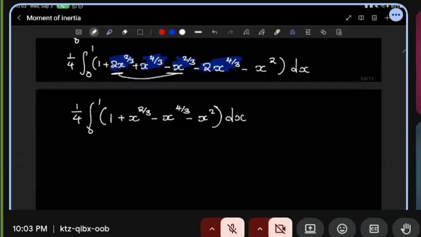Any questions up to here? Have you observed anything fishy? Are we good up to this point? Okay, looks like we're okay. So now it's just integrating.